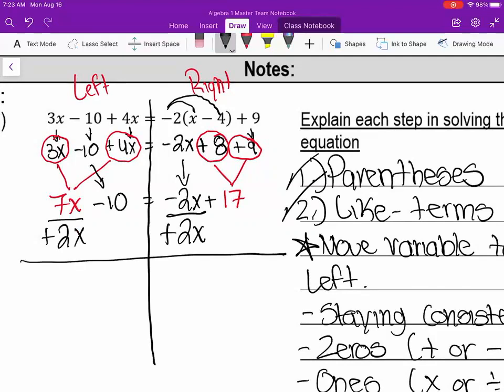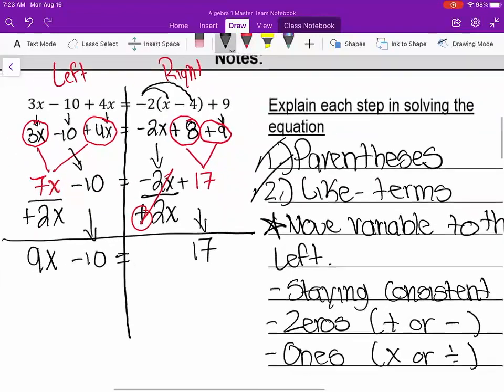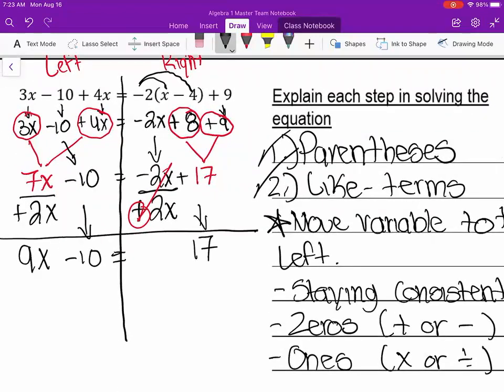I'm going to draw my line and let's do math. 7x plus 2x equals 9x. I didn't touch that, so I'm just going to bring it down. Negative 2x plus 2x equals 0, which is what we wanted, and I'm just going to bring that down. Once that's done, now you have a simple two-step equation. We have to stay consistent. We have to make zeros and we have to make ones.